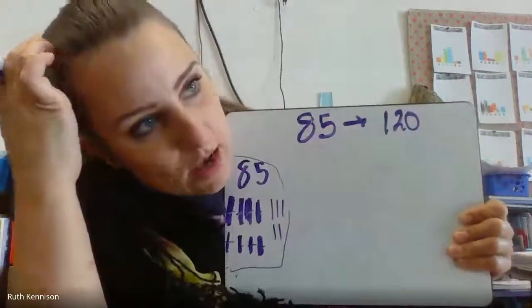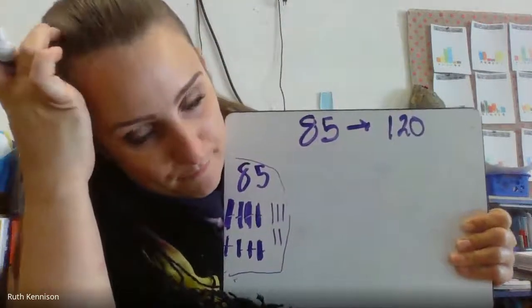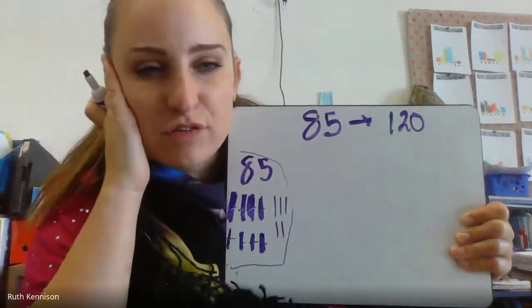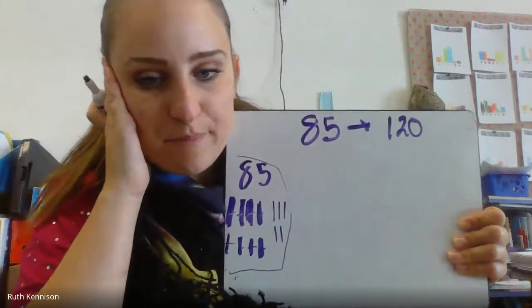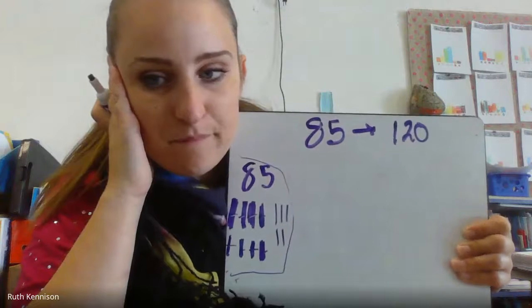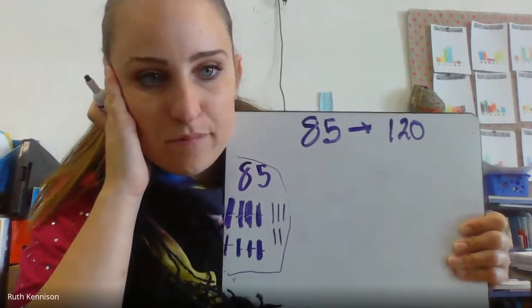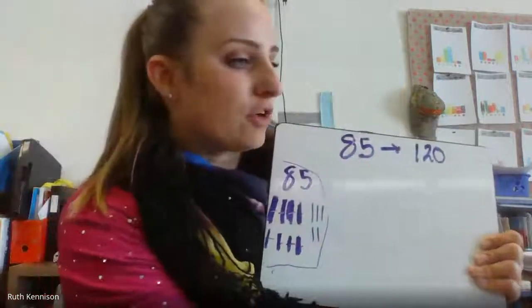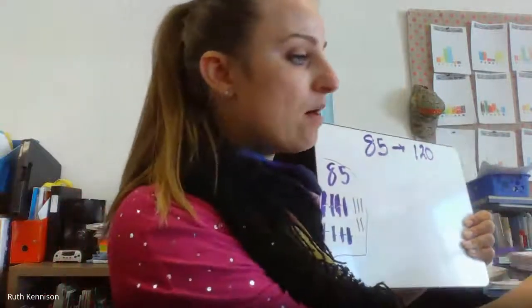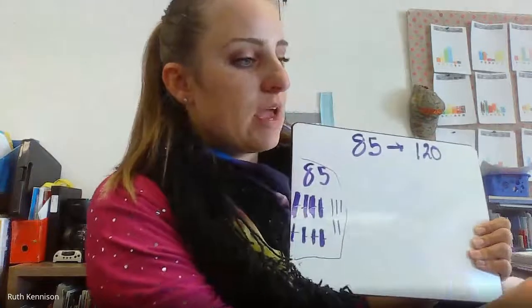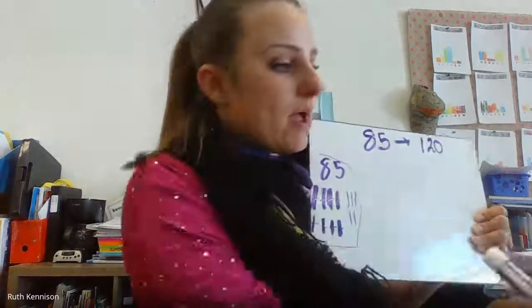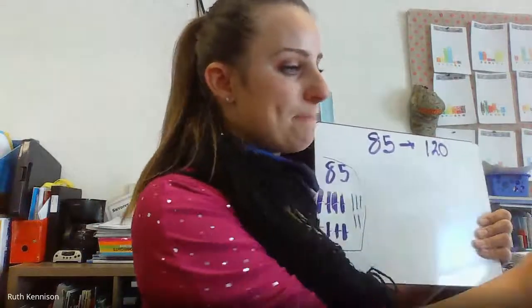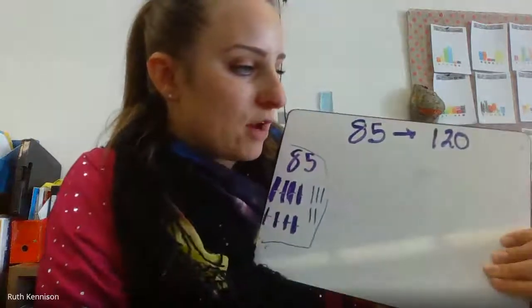Now, what am I going to count by first? What should we count by first? Troy, what do you think? Tens. We can totally count by tens first. We could actually do either one. We could count by tens, or we could count by ones first. It doesn't really matter.